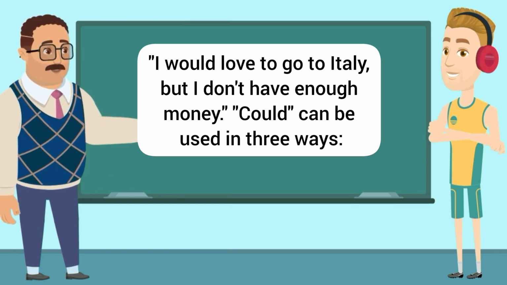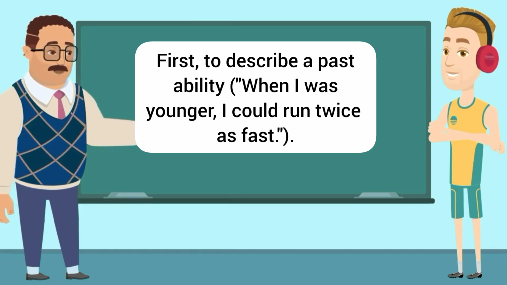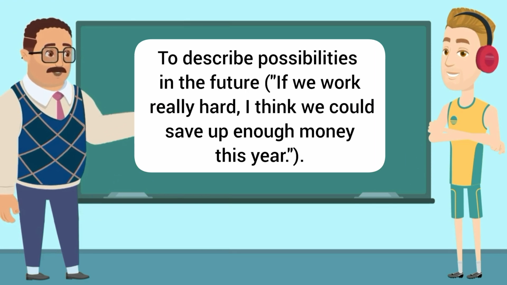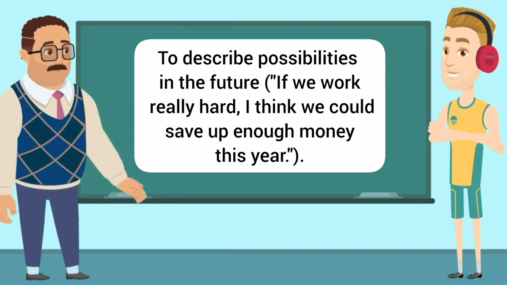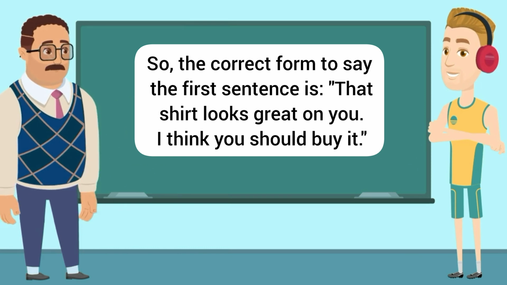Could can be used in three ways. First, to describe a past ability. When I was younger, I could run twice as fast. To describe possibilities in the future. If we work really hard, I think we could save up enough money this year. And the last one, to make polite requests. Could I have a cup of tea? So, the correct form to say the first sentence is, that shirt looks great on you. I think you should buy it.